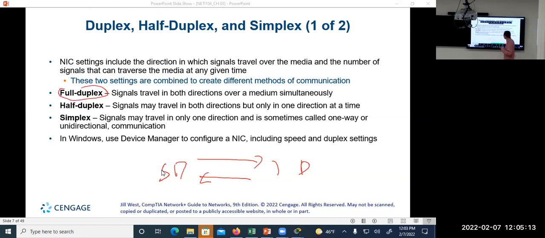With half duplex, you can transmit or receive, but not at the same time. And simplex means you are able to transmit in only one direction, or receive only. One direction. Okay.